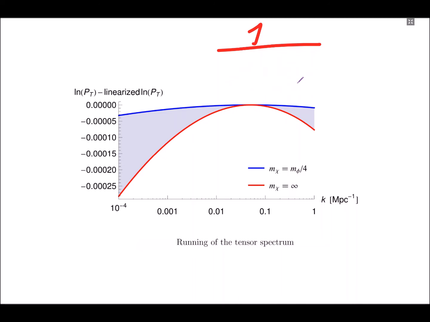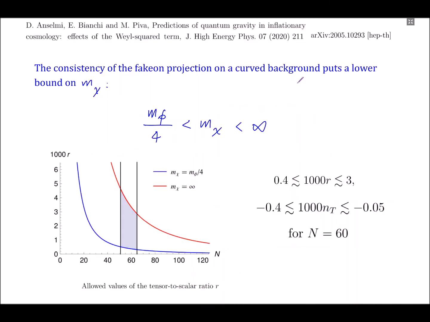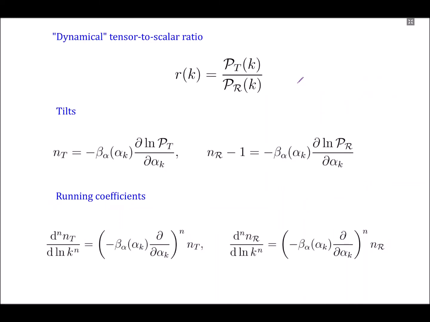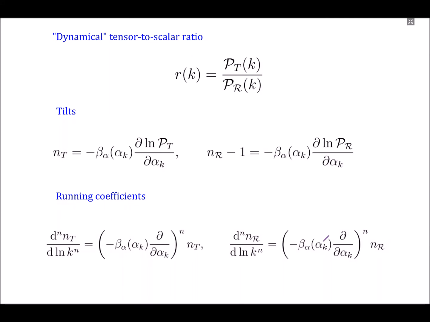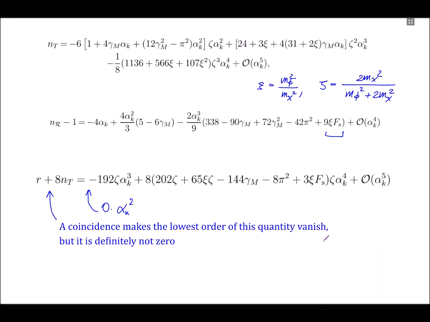So I hope that this effort to compute things to high orders will pay off, and maybe it will be testable. The quantities you can typically derive are the tensor to scalar ratio, the tilts, and the running coefficients. Using the renormalization-group flow I defined, they're quite straightforward because you just differentiate with respect to the coupling and multiply by the beta function. So you can get the result.